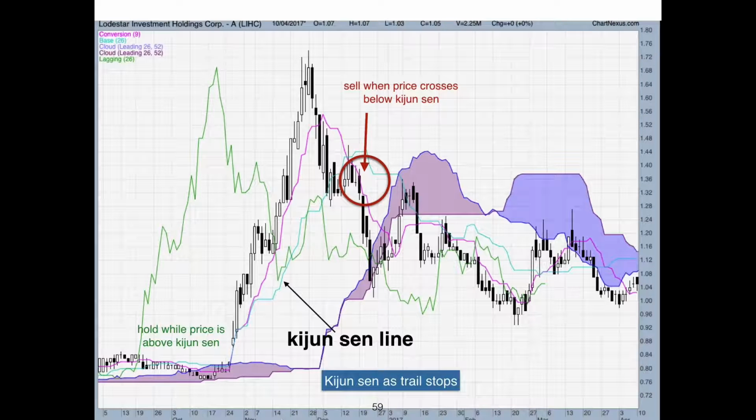The advantage of using the Kijun-sen line over trend lines is that it adjusts with market volatility. Unlike trend lines, which are merely straight lines connecting bottoms, the Kijun-sen is more flexible and is a more accurate trend indicator for prices.